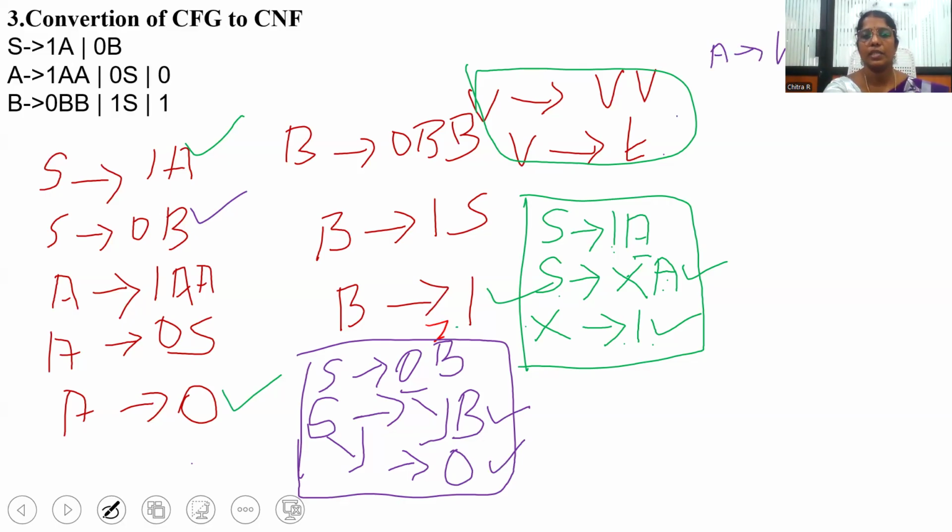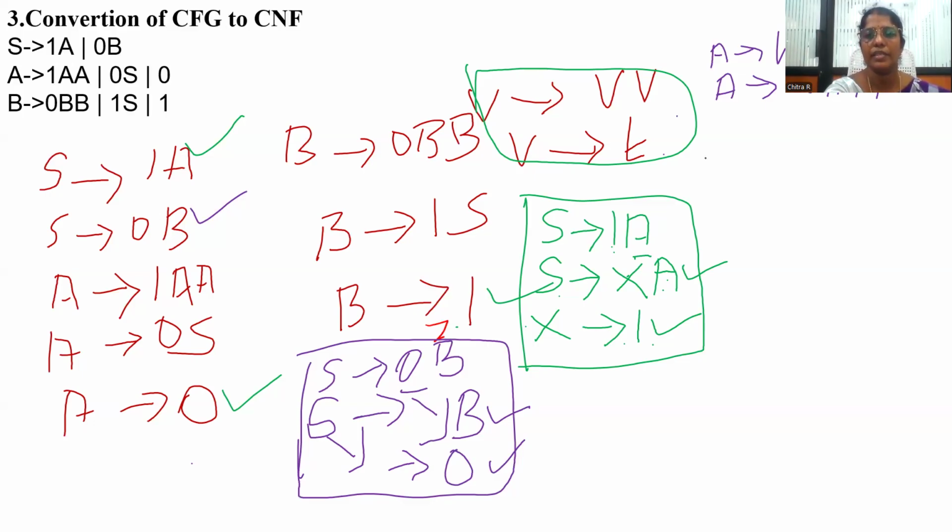So here 1 means I can write this as X for 1, because this is the variable I have introduced. I can take that one. So I'll take A tends to XAA. But then, if I refer to this one, it contains three variables. Three variables means this is not in the Chomsky normal form, so I'll convert it into two variables.